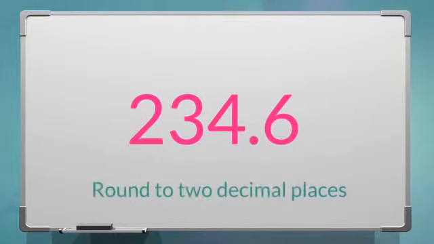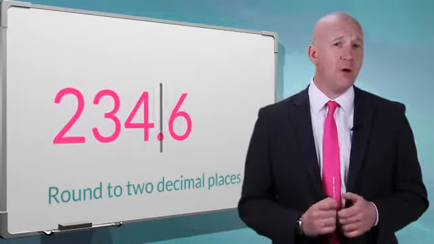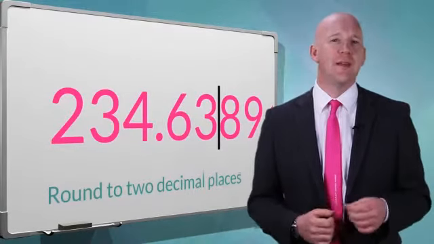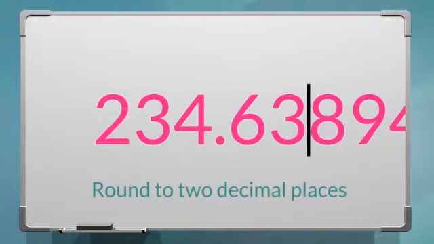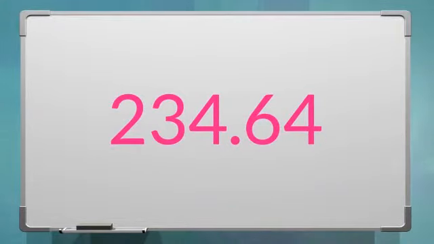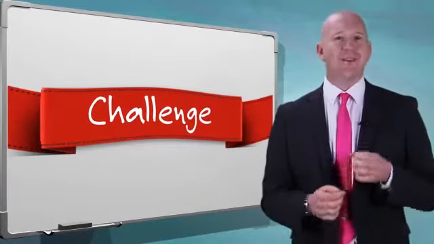If you were asked to give your answer to two decimal places, you would do exactly the same as before, but this time counting two numbers after the point before drawing a line. The number to the right of the line is 8, so this has an effect on the number before the line as it would go up by 1 to a 4. So this gives us an answer of 234.64.